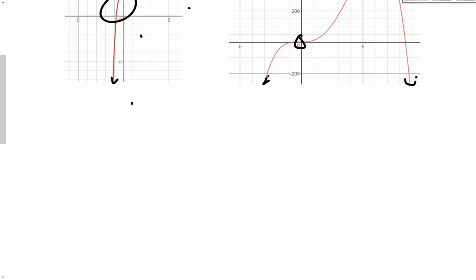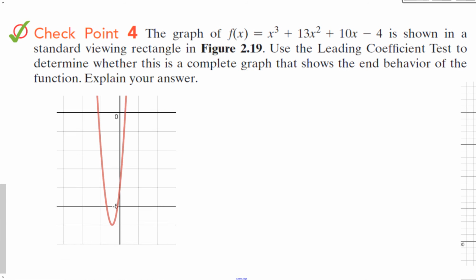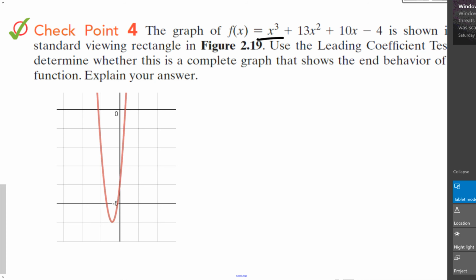Let's go down to the next question. Same thing. Look at the leading coefficient, x to the third. This is not a graph of x to the third. In fact, it looks like x squared, it looks like a parabola. So what am I going to have to do? I'm going to have to zoom out.